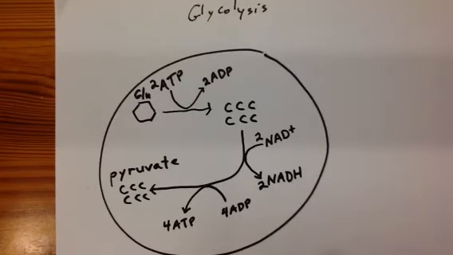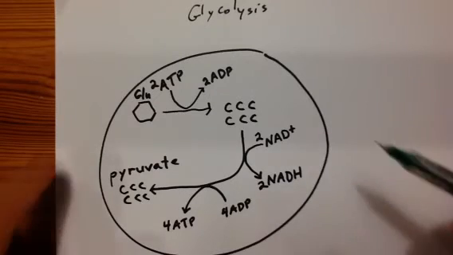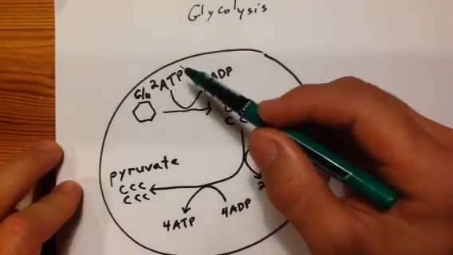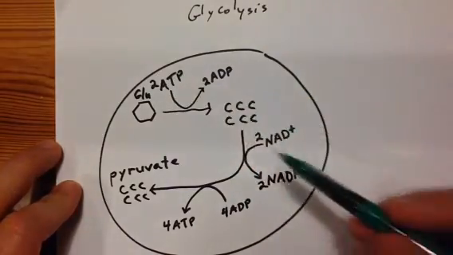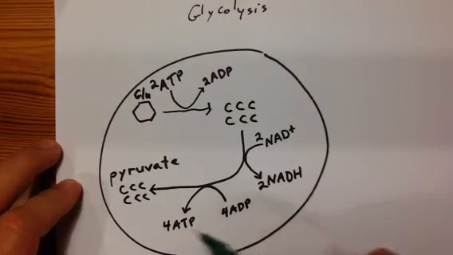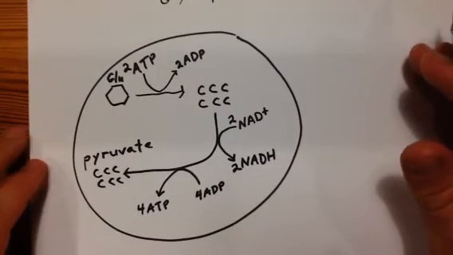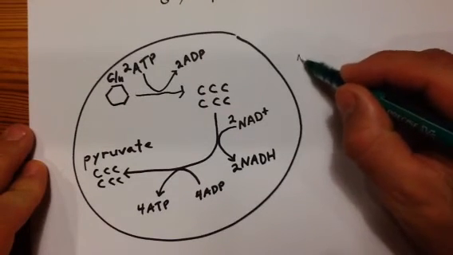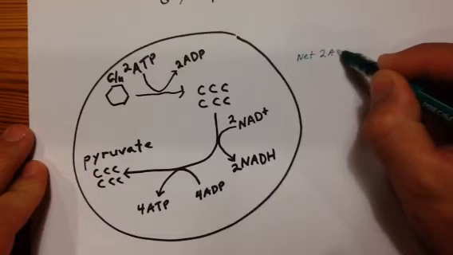Notice we did not have to use any specialized organelles to do this. This can happen right in the cytosol of a cell. Once that glucose has entered the cell, we can go ahead and proceed to convert it into pyruvate. Once again, we do have to put a little bit of ATP into this reaction to get it going. We put 2 ATP in, however we get 4 ATP out. So it's going to give us a net of 2 ATP.